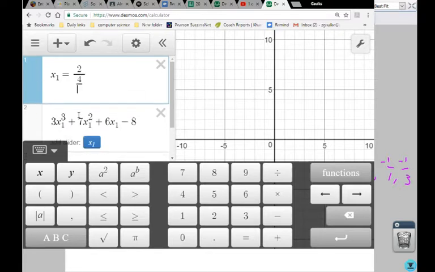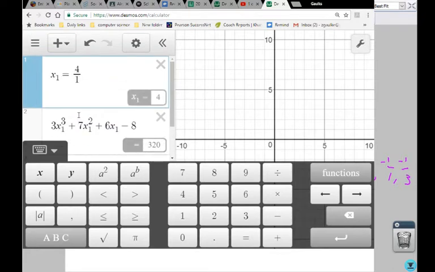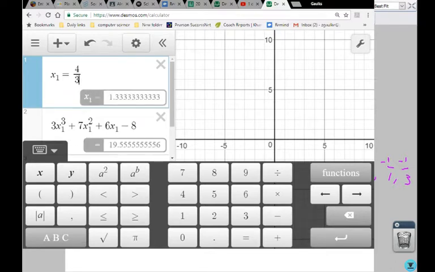You're gonna make us do all of them? Yeah, we're gonna find them all. Oh, 4/1 doesn't work. Alright, next is 4/3. You can just cross them out and say it doesn't work. 4/3. Nope, 4/3 didn't work.